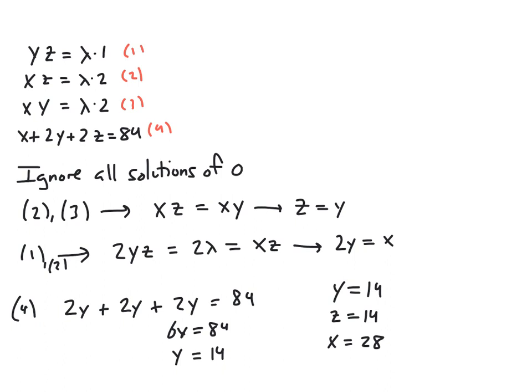Right? And so this is the only value that we get by solving our system of equations. And because it's the only solution, these must be the dimensions of the maximum volume. So we must have a length of 28 inches and then a width and height of 14 inches. It's the only possible solution to our problem, and therefore it is the solution that we want.